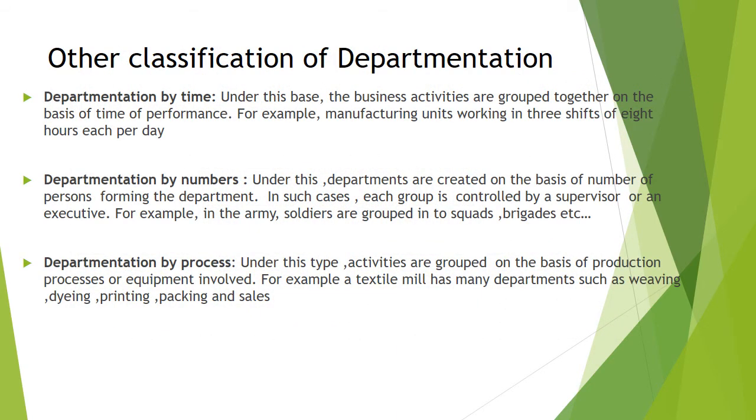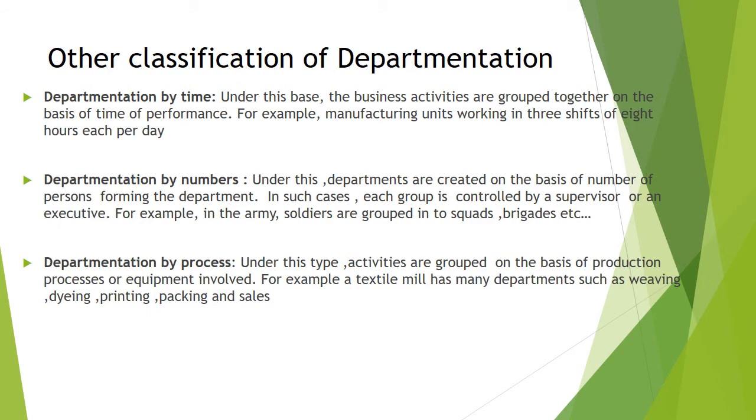Apart from the above mentioned criteria, other classifications of departmentation are as follows: departmentation by time, numbers and process. Departmentation by time means the business activities are grouped together on the basis of time of performance. For example, manufacturing units working in 3 shifts of 8 hours each per day. So basically, the activities are grouped together on the basis of time of performance, in this case, the different shifts.